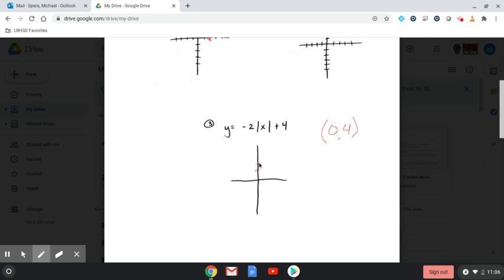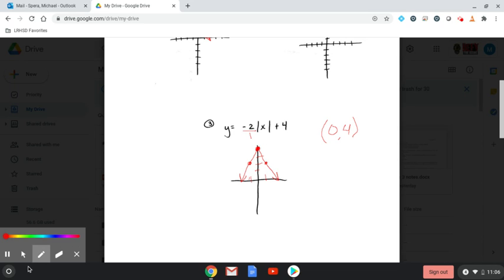So you can just quick rough sketch 0, 4. Where do we go next? Well, we have to go down 2, -2, and over 1. And because these are symmetrical, we're going to go down 2 and to the right. We're going to go down 2 and to the left. There's our 3 points, which is all I'm requiring for now. And we make a V. Right, and that's it.